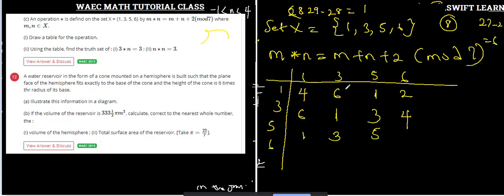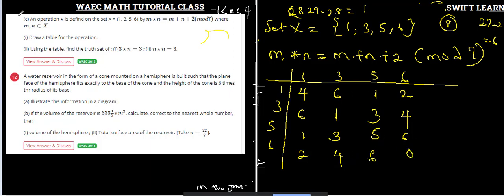That's why I'm kind of fast. 5 plus 6 is 11, 11 plus 2 is 13, this is 6. Then 6 plus 3 is 9, plus 2 is 11, 11 plus 2 is 13, 12, 14, 0. So you've drawn your table, you've gotten your answer.